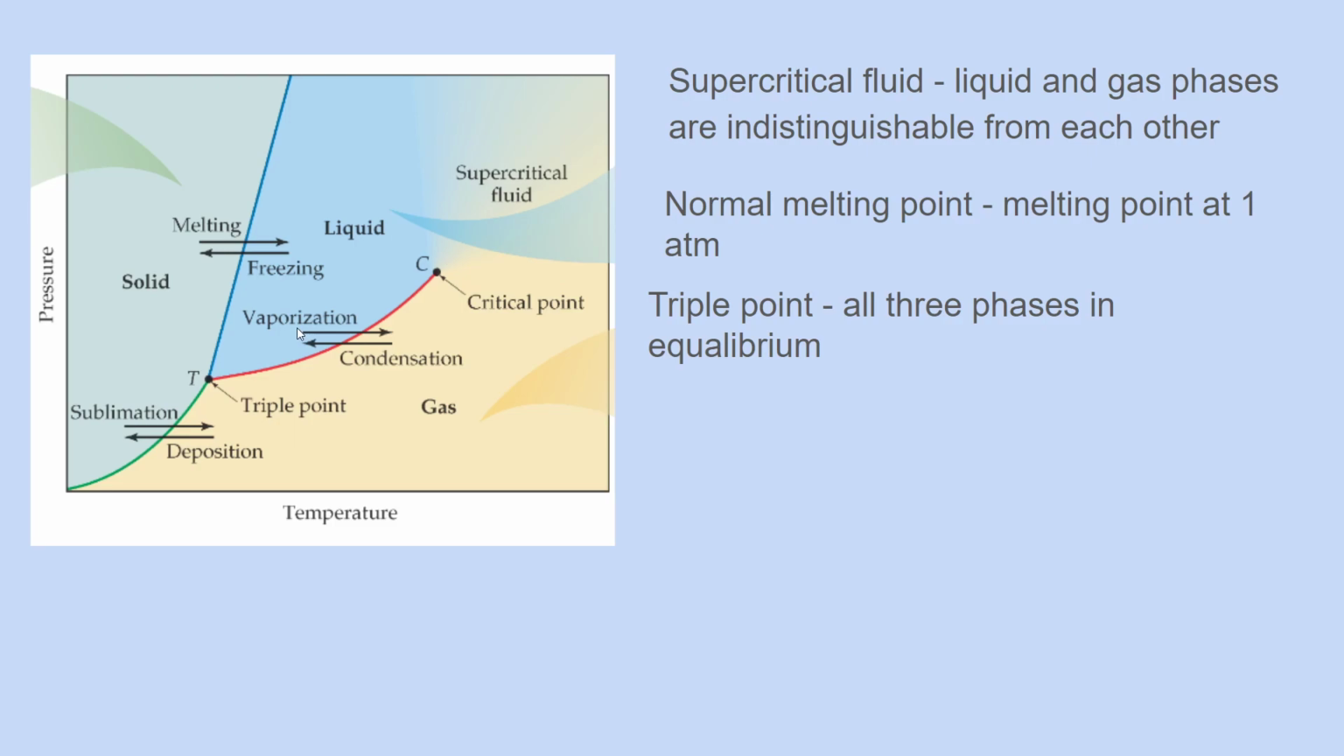The normal melting point is the melting point at 1 atm. This is not labeled, so it's not possible to see where 1 atm is, but my next one that I have is labeled. The triple point is where all three phases are in equilibrium. This is labeled here with T, and this is sort of weird: it's melting and solidifying and evaporating, and everything's happening at once because all those phase changes are occurring.